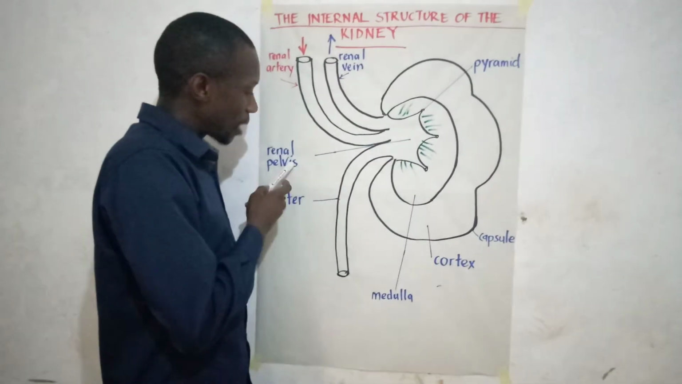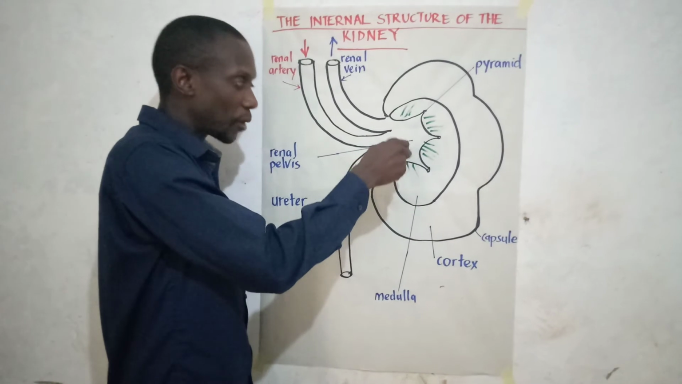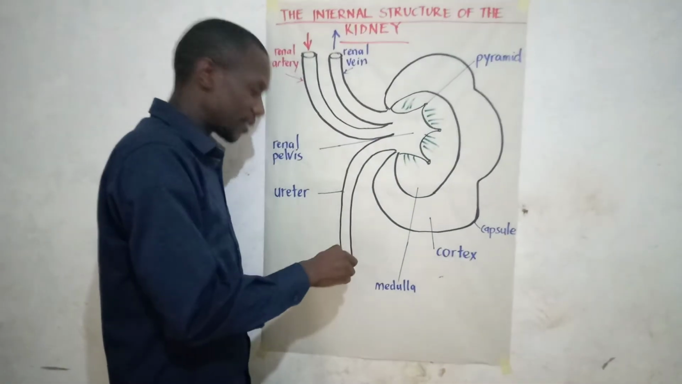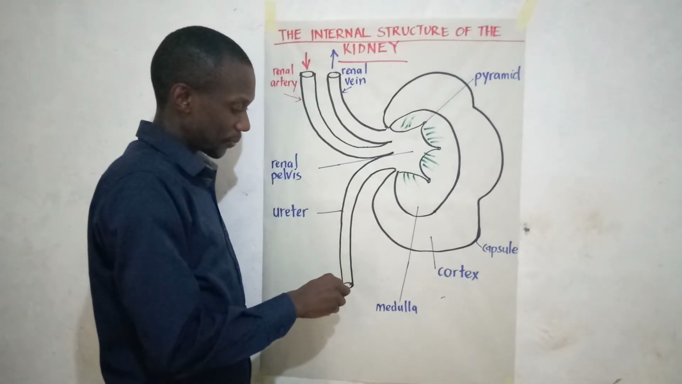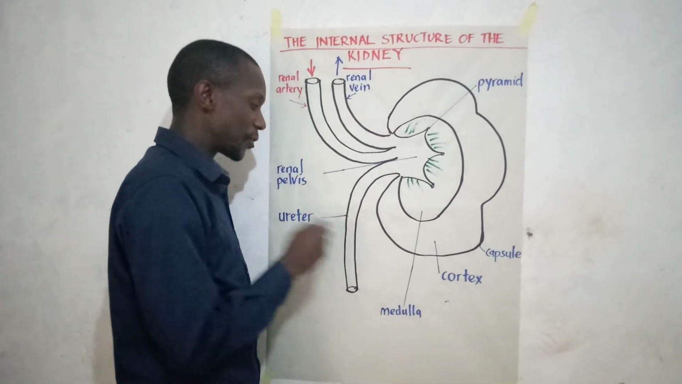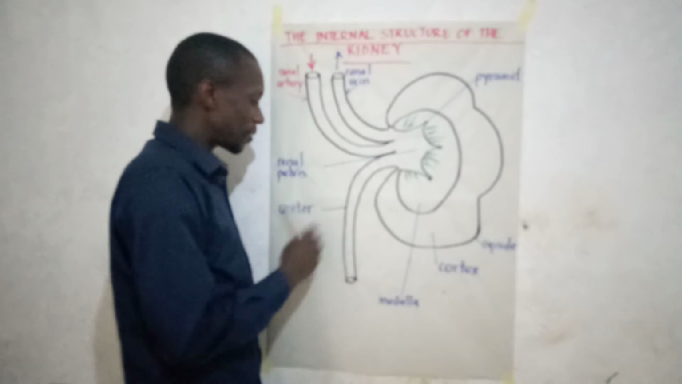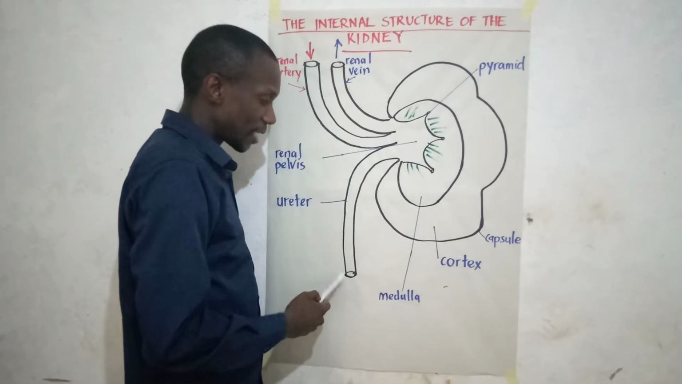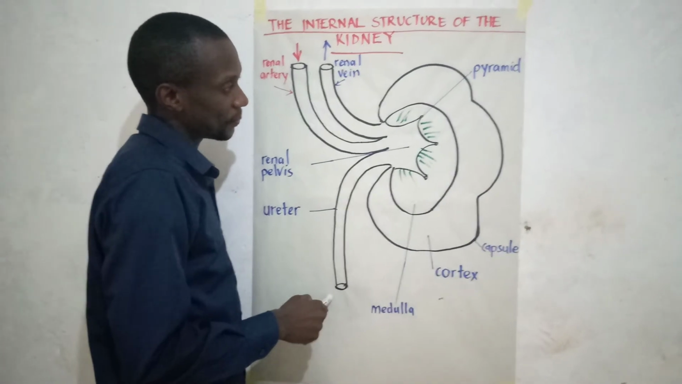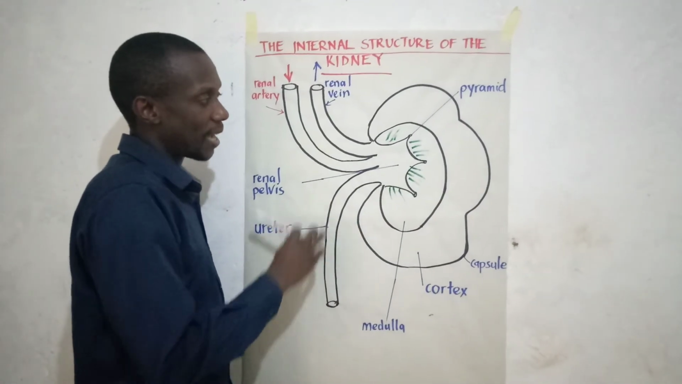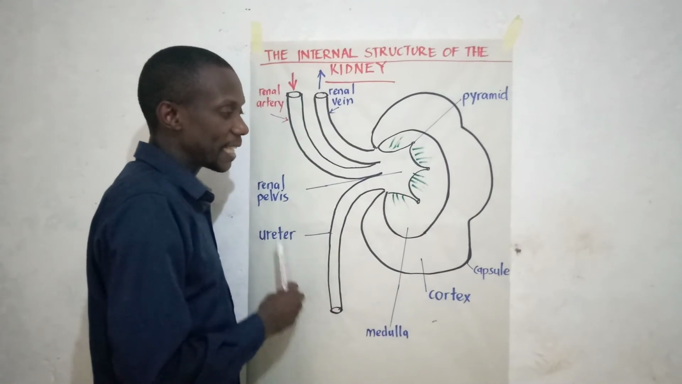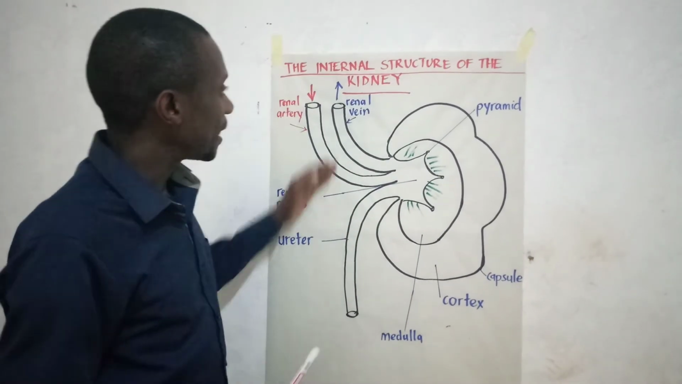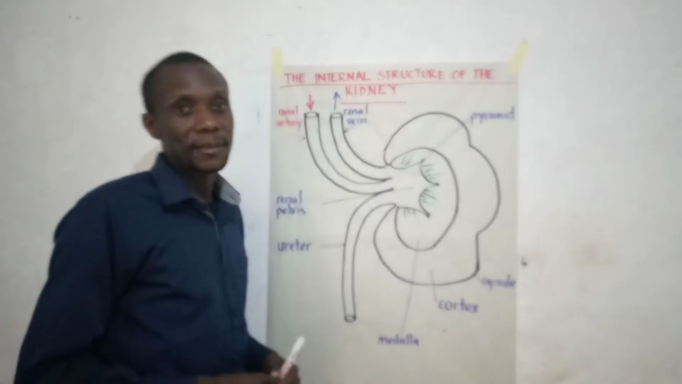So what is the work of the pelvis? That is where urine collects before it drips down to the urinary bladder through the ureter. What is the function of the ureter? The ureter is the passage of urine from the kidney to the urinary bladder. So those are the parts of the kidney with their functions. What we need to talk about here now is how urine is formed.